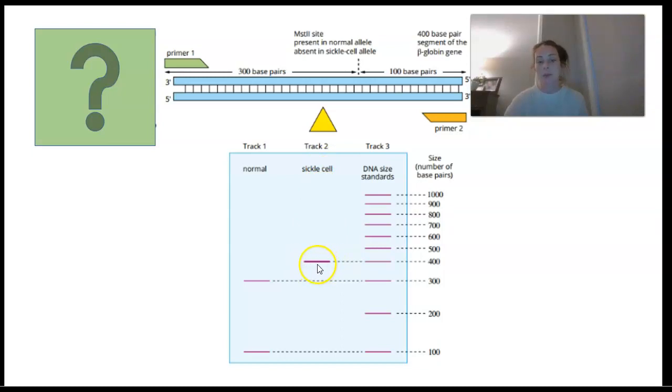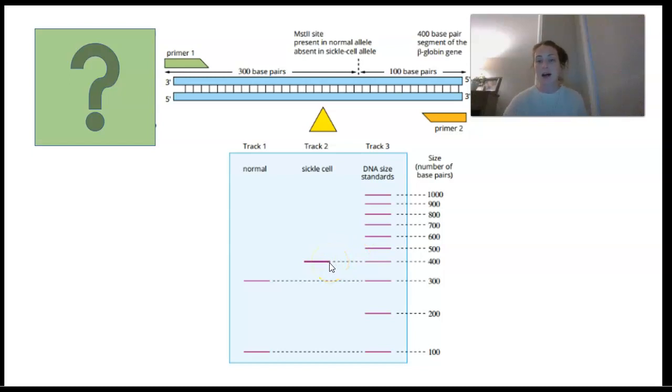We can tell that this band is larger, not only because it is near the wells, but we can compare it to the standard. So we can see that the intact piece of DNA is at the same position as the standard piece that is 400 base pairs long. And so we can estimate its size to be 400 base pairs.